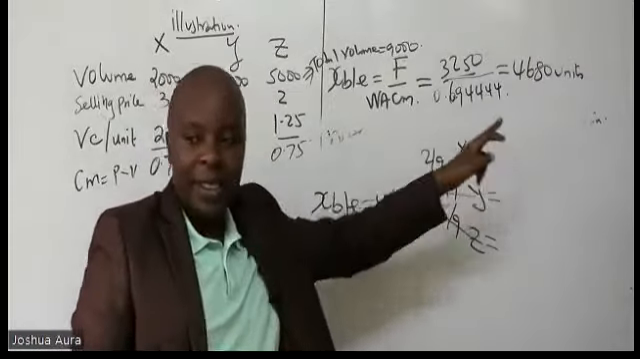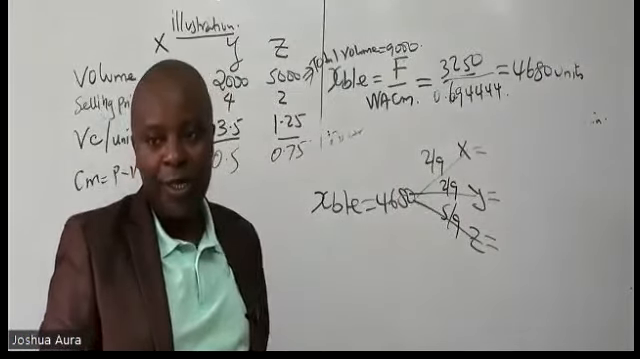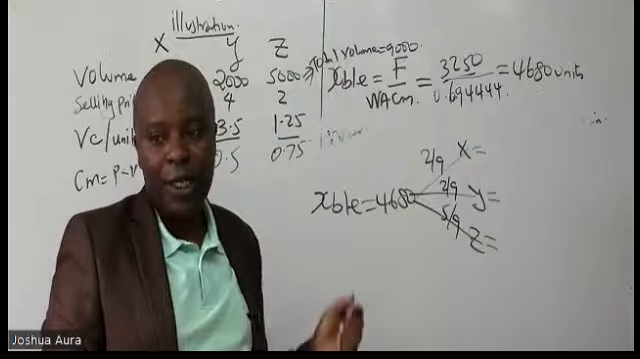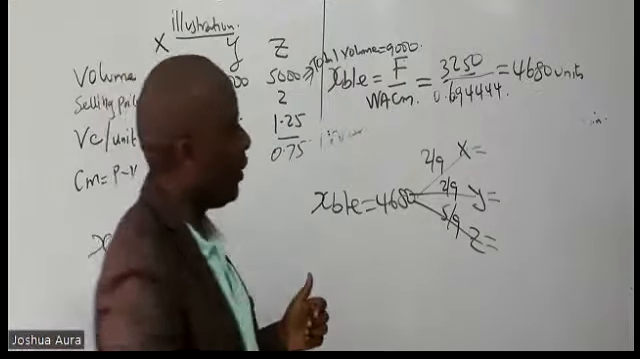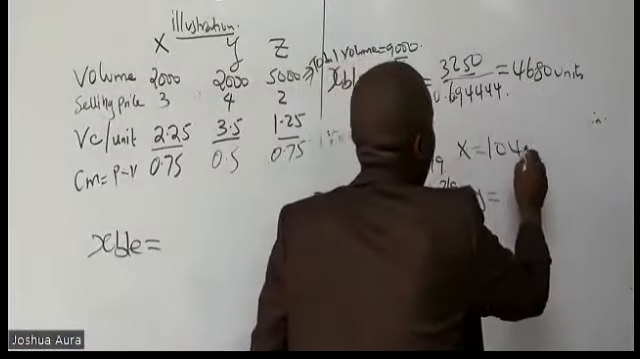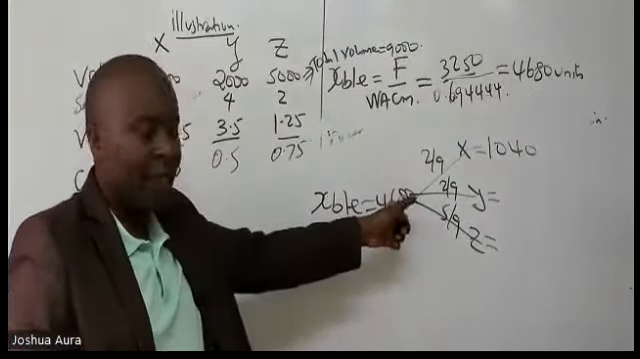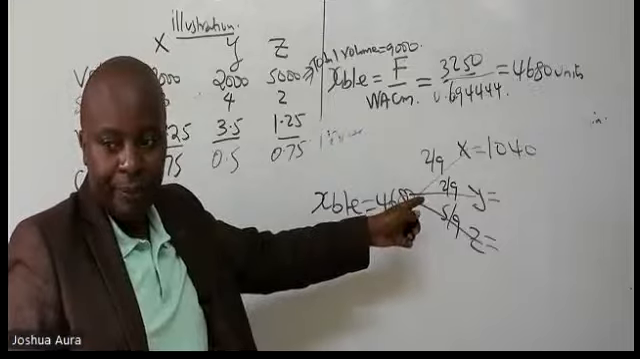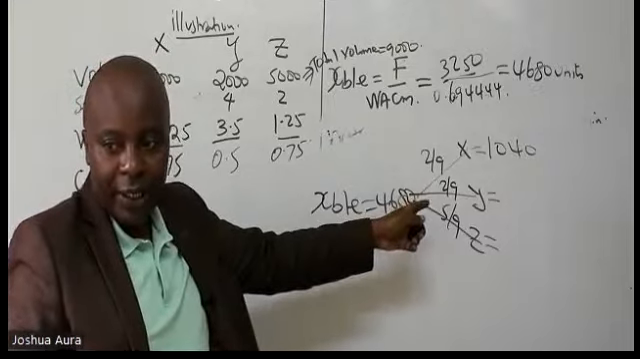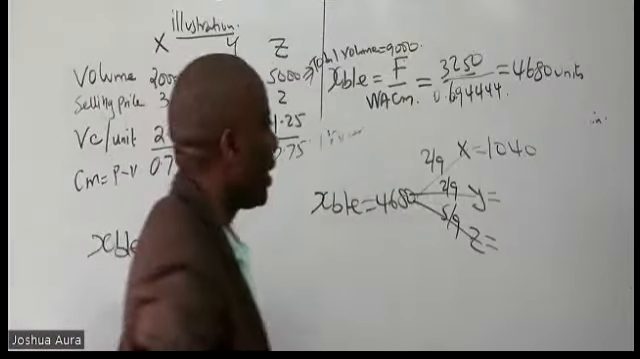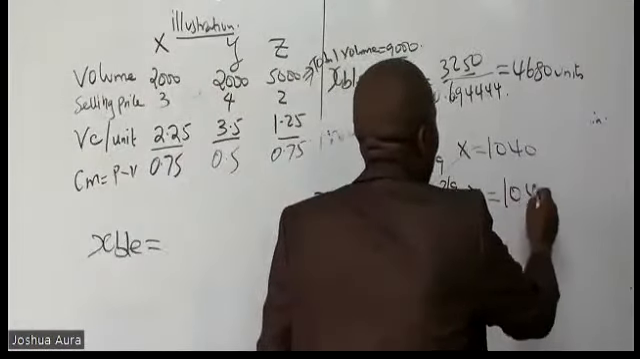What figure are we getting here? 4680 times 2/9. So the first figure is 1040. Go to the second figure, 4680 times 2/9. The second figure is 1040 again, right? Yes, because the proportions are the same.